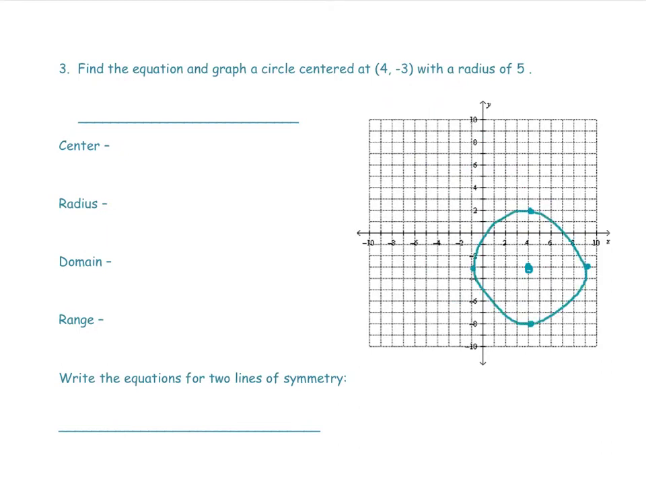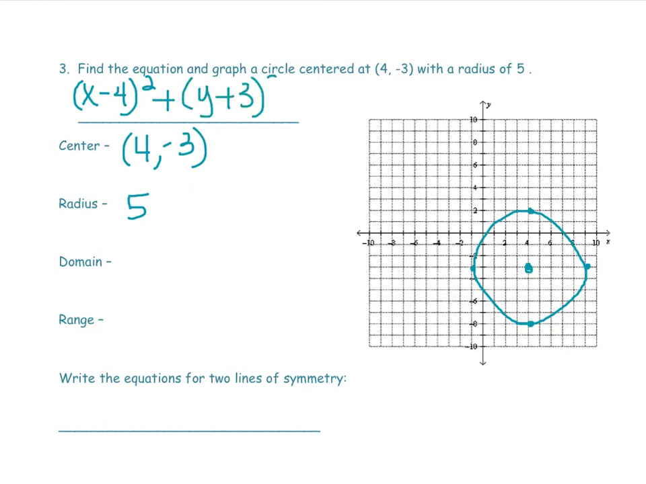Now before I write my equation, I'm going to go ahead and write that my center is (4, -3) and my radius is 5. Now let's write the equation. We're going to start out with x minus 4 squared plus y plus 3 squared is equal to 5 squared, which is 25.